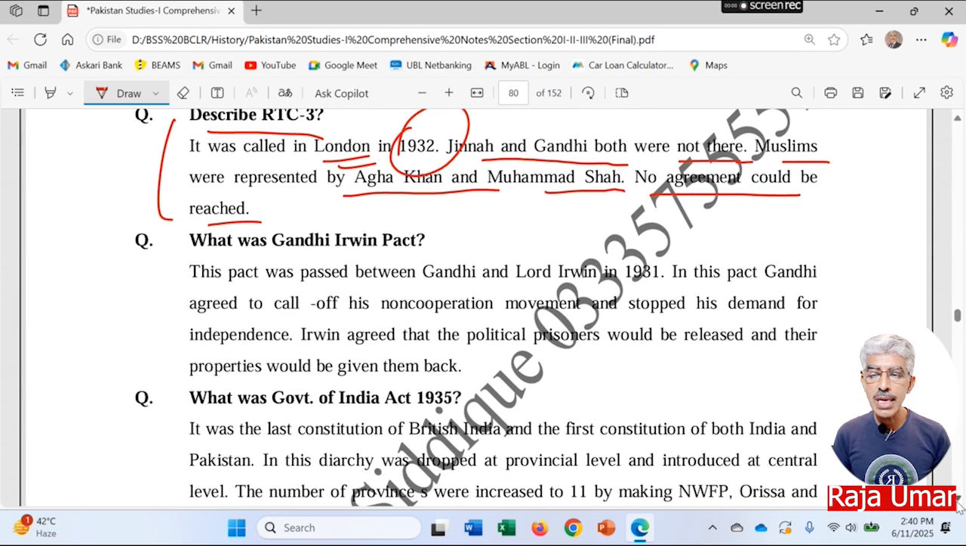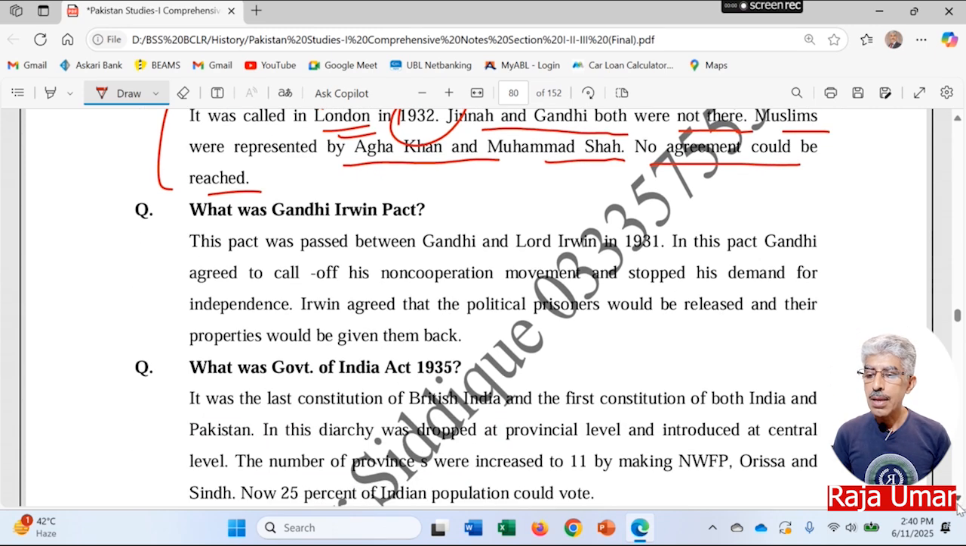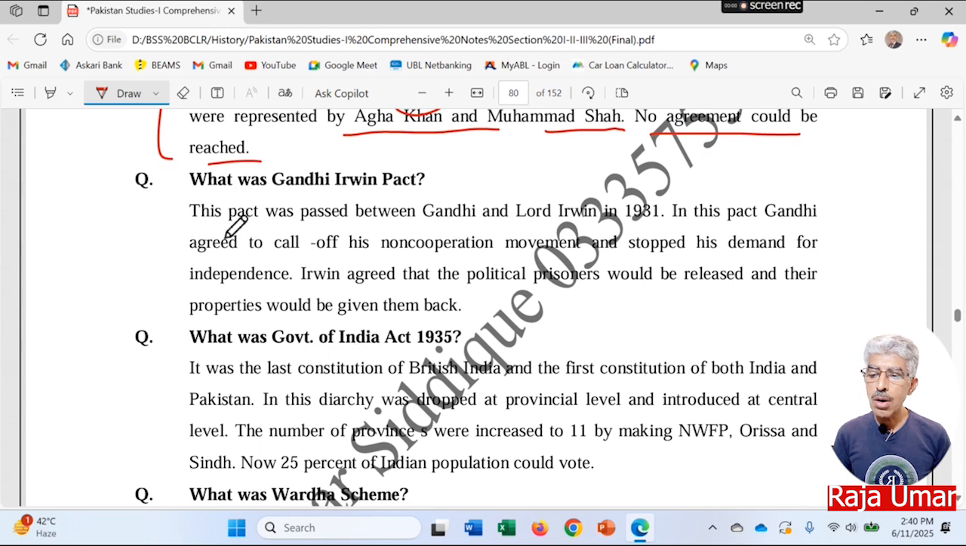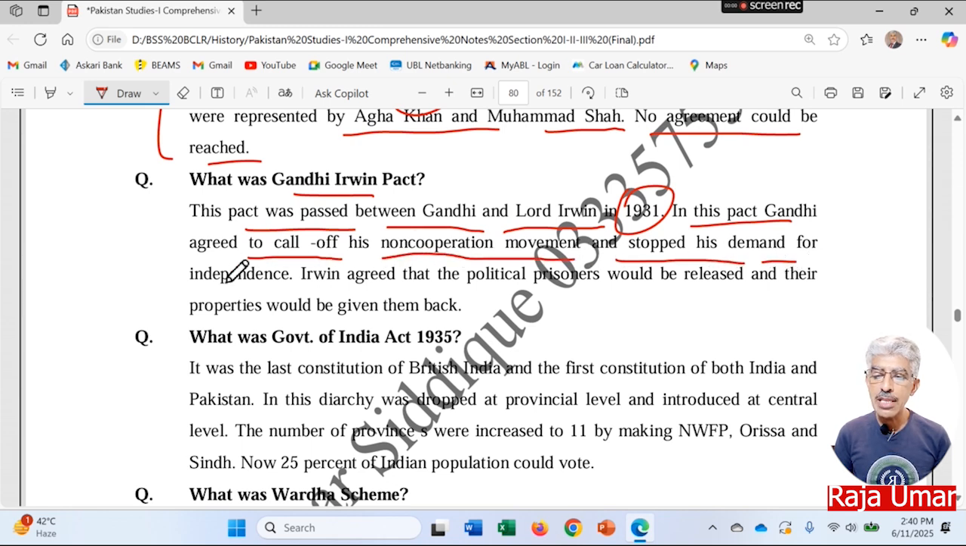What was the Gandhi-Irwin Pact? This pact was signed between Gandhi and Lord Irwin in 1931, and after that Mr. Gandhi agreed to attend Roundtable Conference number 2. In this pact, Gandhi agreed to call off his non-cooperation movement and stopped his demand for independence. Irwin agreed that the political prisoners would be released and their properties would be given back to them.